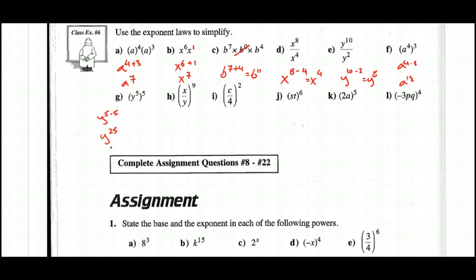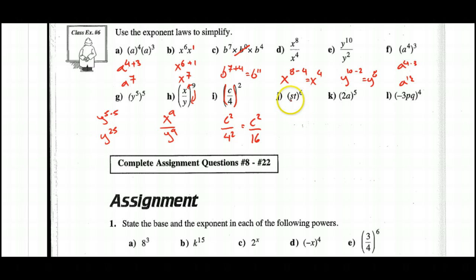Okay, so now I have a power of a quotient here, and again, don't forget that the exponent works for both top and bottom. So I have x to the 9 over y to the 9. Same thing over here. Everything's in brackets here, so it's c squared over 4 squared, and then that becomes c squared over 16.